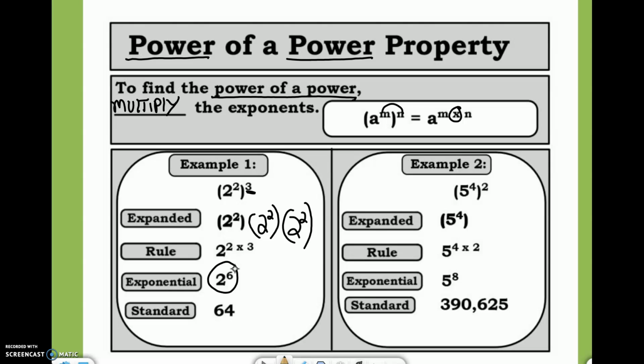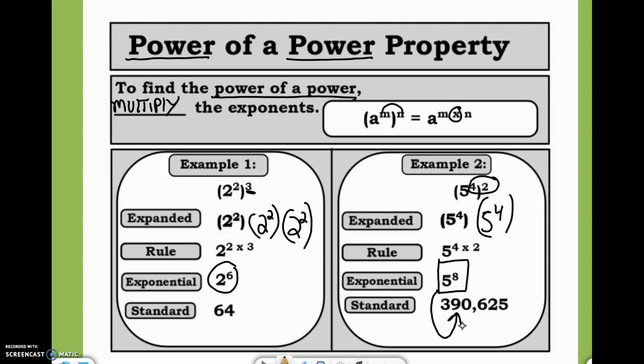And the last example here is going to be 5 to the 4th. You have 2 of them. Okay. If you go back to our addition rule, you would add these, right? 4 and 4 is 8. Or, instead of expanding it, let's just use what I kind of call a shortcut. 4 times 2 is 8. Exponential form. I don't expect you to know the standard form unless we have a calculator. And again, we're not going to use calculators yet in this unit.